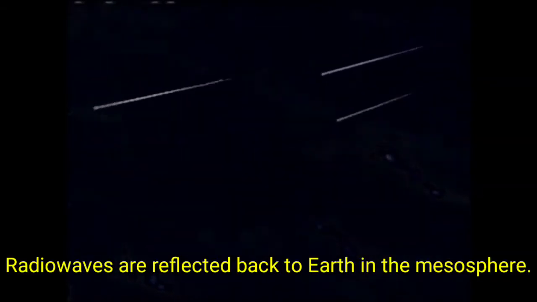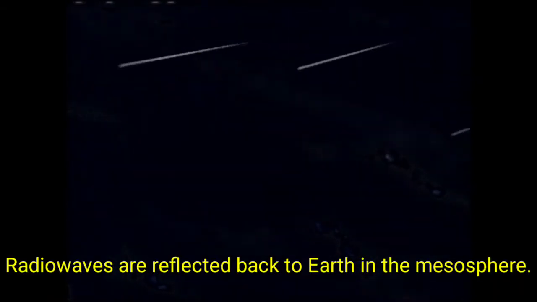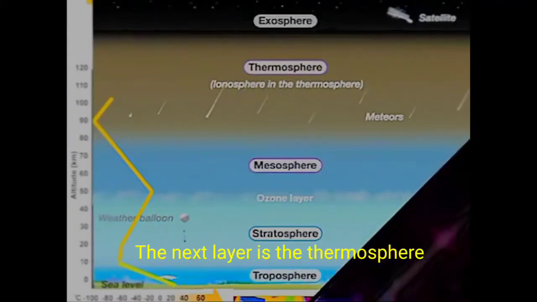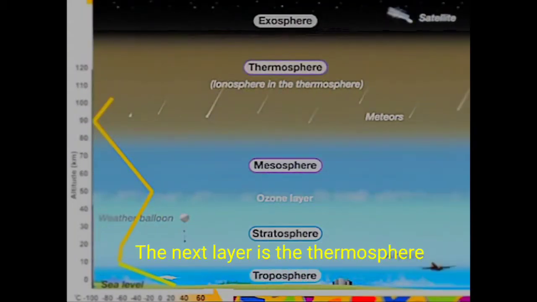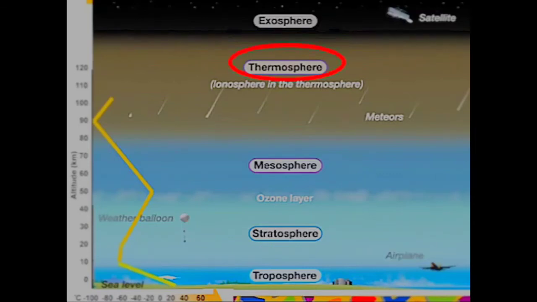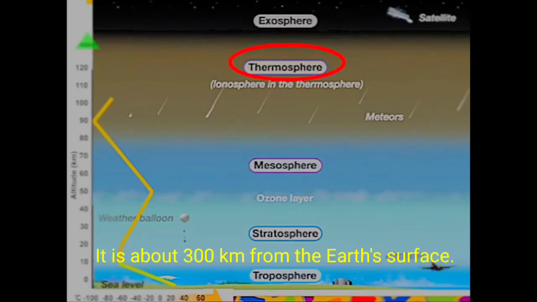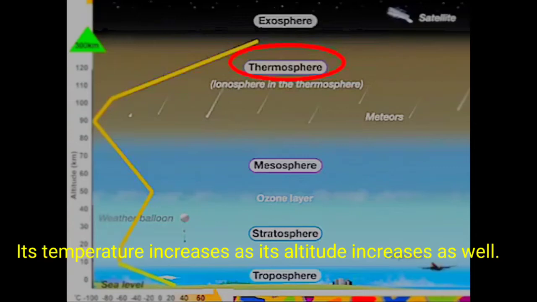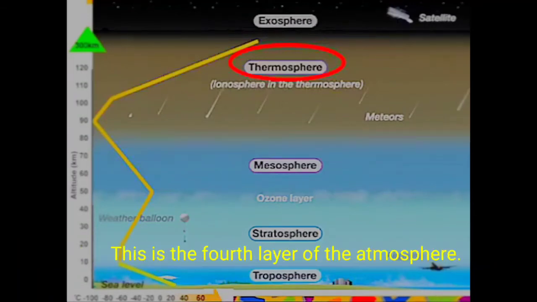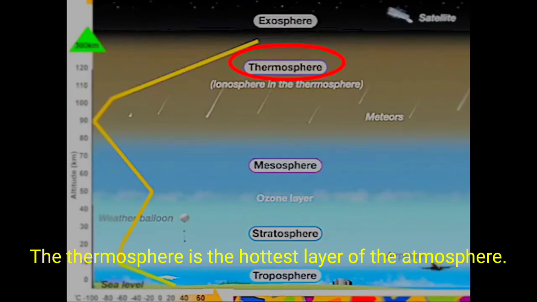Radio waves are reflected back to Earth in the mesosphere. The next layer is the thermosphere. It is about 300 kilometers from the Earth's surface. Its temperature increases as its altitude increases as well. This is the fourth layer of the atmosphere. The thermosphere is the hottest layer of the atmosphere.